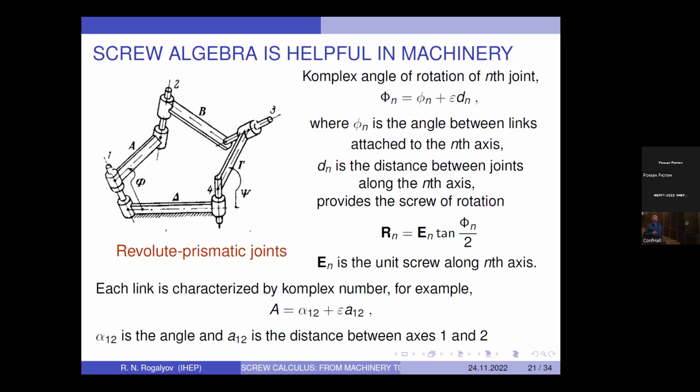Screw algebra is helpful in machinery. In particular, this system of revolute and prismatic joints, where each joint is free to move along an axis and free to rotate about it, can be solved by using screw algebra. We can introduce dual angles of rotation at each joint, and the resulting screw of rotation is given by this formula. And each link between joints can also be characterized by a dual number. Thus, this very complicated, very tedious problem can be solved in a few algebraic manipulations.